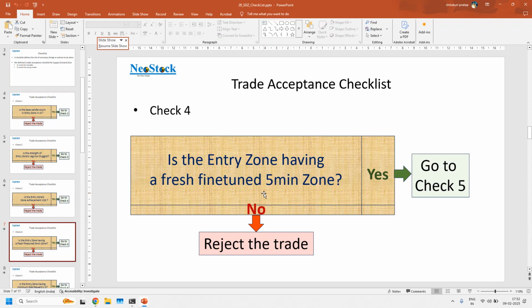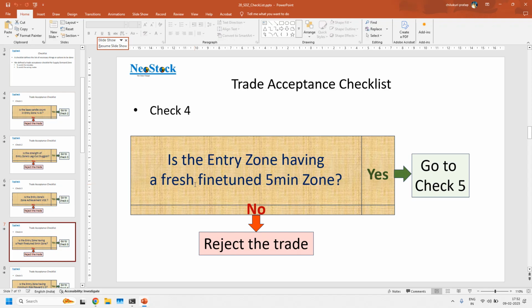So this is the reason why we have to do this check strictly manually only. This is the reason why I never generate fine-tuned zones based on the software, because sometimes it may ignore a few very good trades. There are some compromises we can make and accept, and that compromise may work many times.